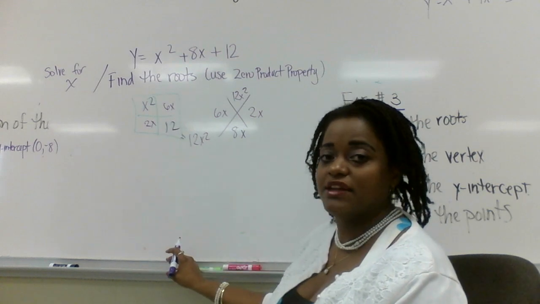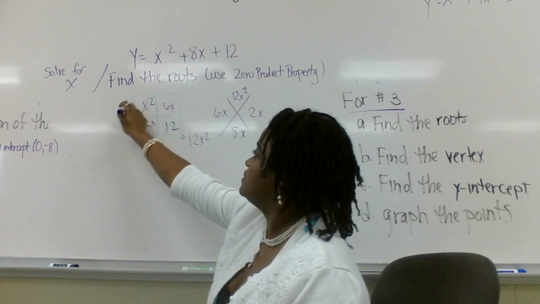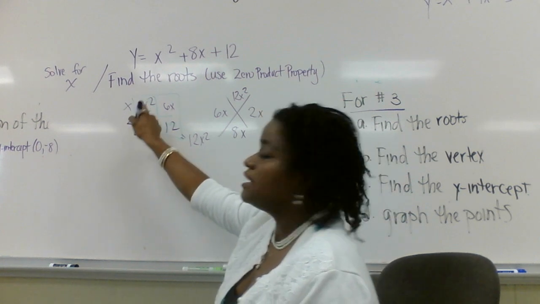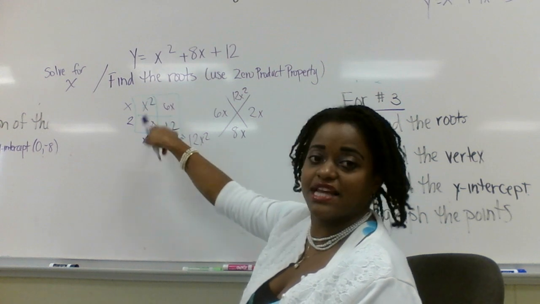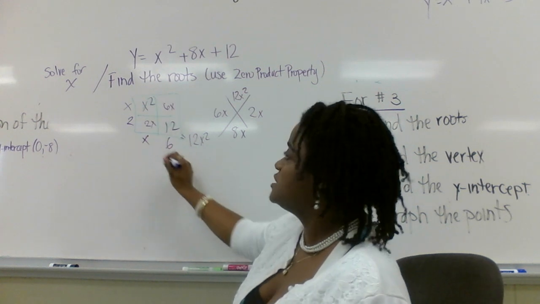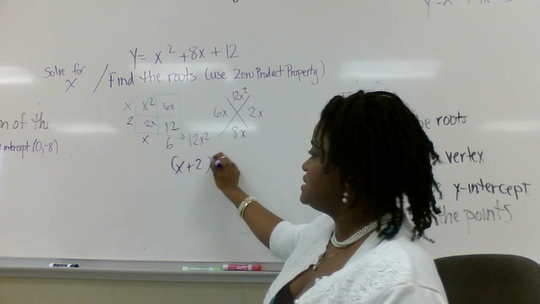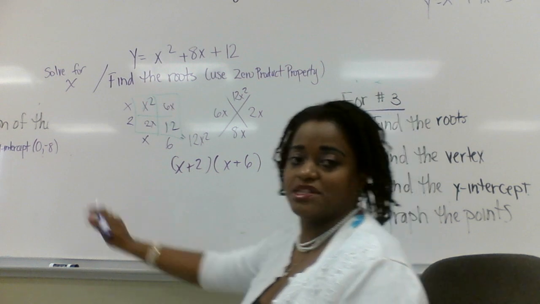Okay, so now we want to find the greatest common factors. For 6x and x squared, it's x. For 12 and 2x, it's 2. For x squared and 2x, it's x. For 6x and 12, it's 6. So we write x plus 2 times x plus 6, right? And then I should have wrote this a while ago.